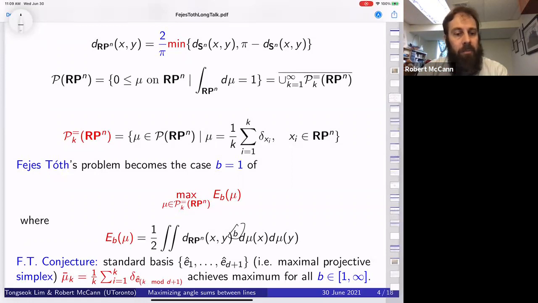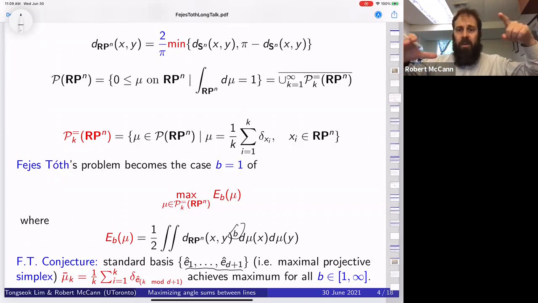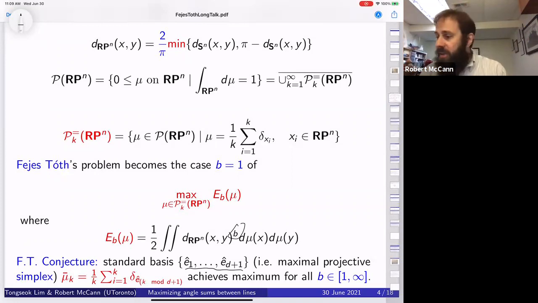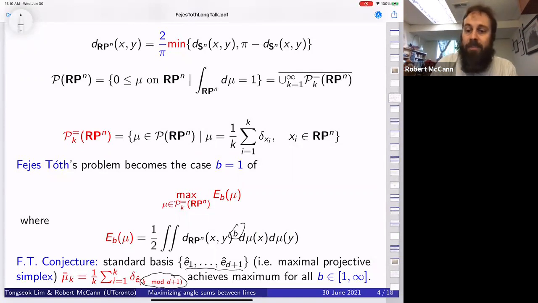So I'm going to be studying this problem for various b, and of course the original case is b equals 1. And the Fejes Tóth conjecture basically says that a standard basis, which by the way, when you look at the standard basis vectors, that's the largest convex simplex that you can have on the projective sphere. So it's the maximal projective simplex. And the Fejes Tóth conjecture says that if you just distribute the charges over each of these k vertices as equally as you can, so I've done k mod d, that will achieve the maximum in this energy maximization problem.